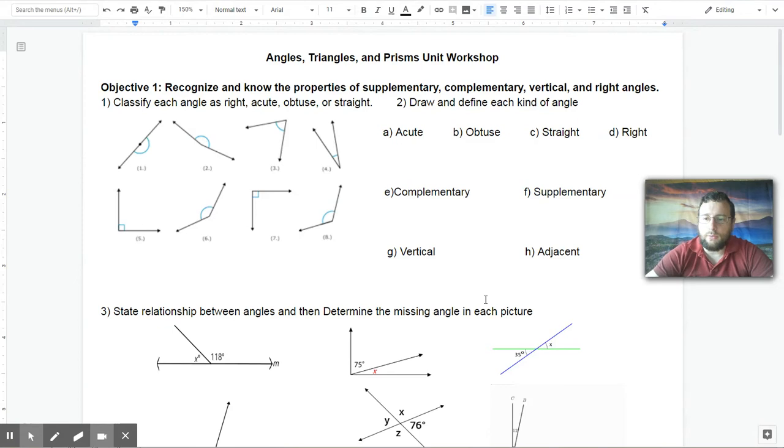This is to help students pass the content assessment in Summit platform for 7th grade math. Now, even if you're not using Summit, this could be useful for you because it's basically going to review types of angles and areas for polygons and also surface area and volume for prisms, at least the parts that a 7th grader needs to know.